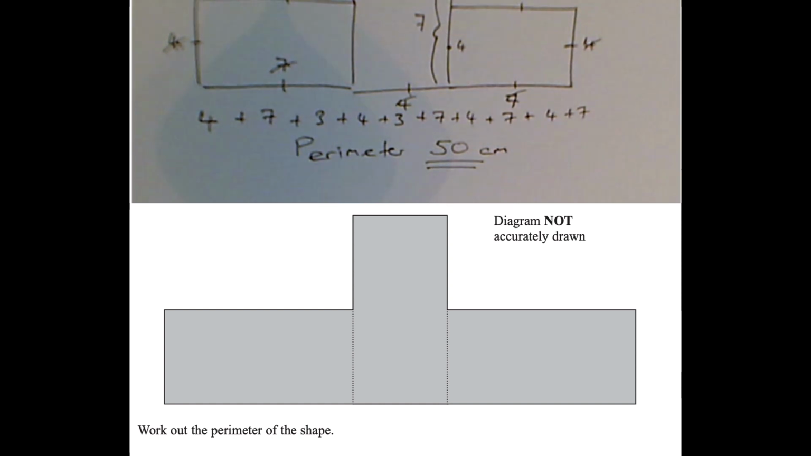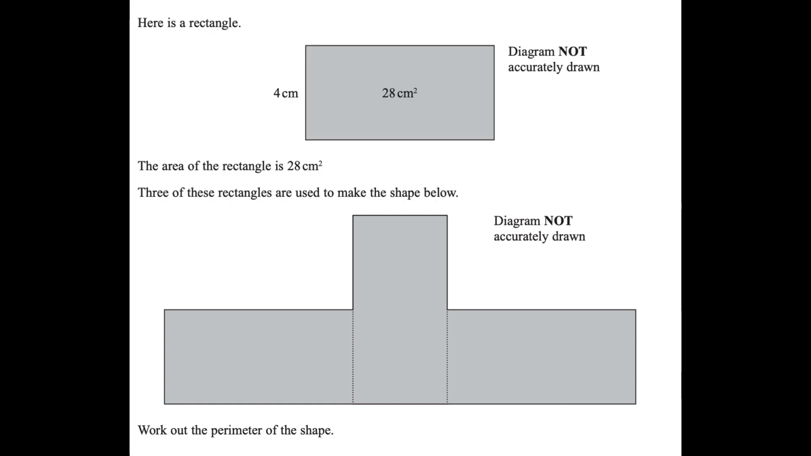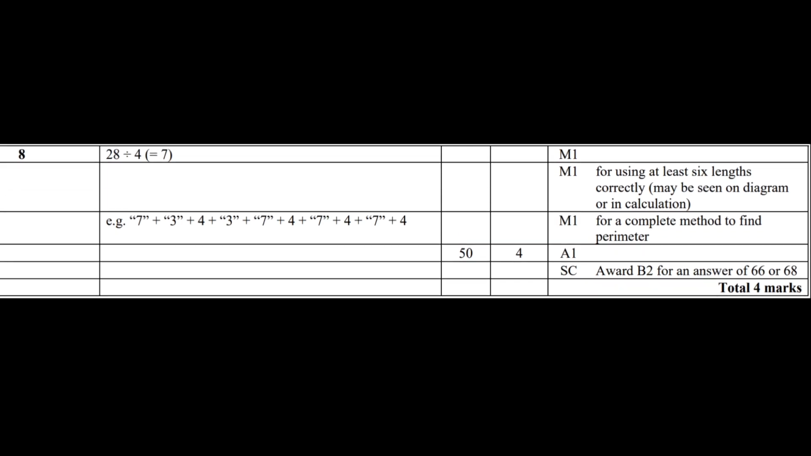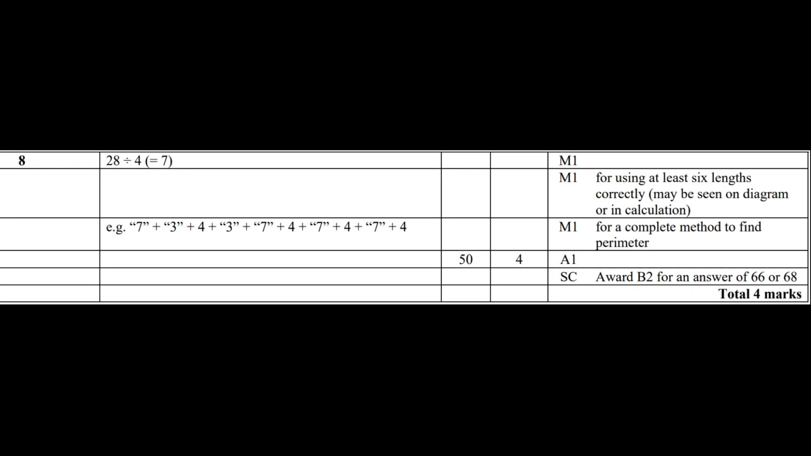Okay, so let's have a look at the mark scheme. Good, students were able to work out the length of the rectangle as 7. Good. But only a few people picked up 4 marks. That's a shame. I think you'll agree the question is quite doable if you're not in the exam, so just get used to the pressure of an exam, that's all. And they didn't write the same thing that we did. So that's 4 marks.